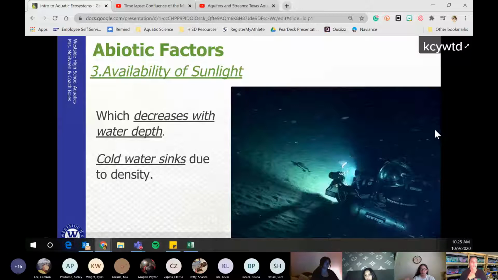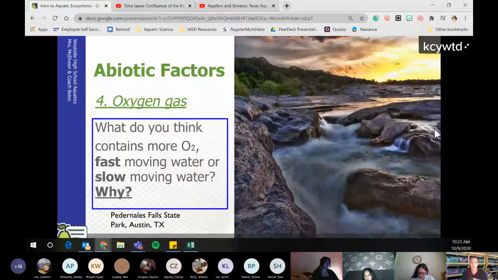Number 4 is oxygen gas. All right, the fourth abiotic factor is oxygen gas. So my first question to you is, what do you think contains more oxygen? Fast-moving water or slow-moving water, and why?